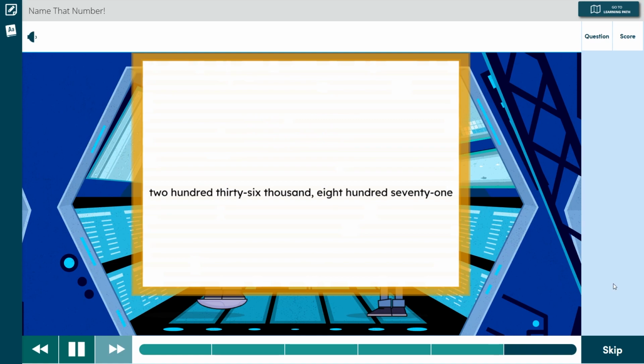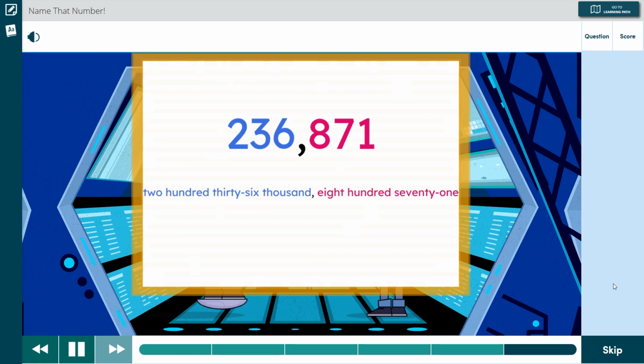To write this number in standard form, read from left to right again. The comma separates the two periods. Now write each group as numerals, starting with the thousands period, and then moving to the ones period. Add a comma to separate the two periods. It can be helpful to reread the word form and standard form to make sure they are the same number.